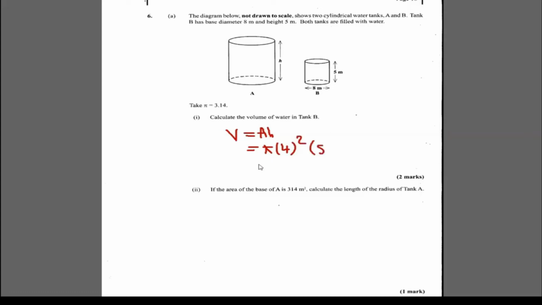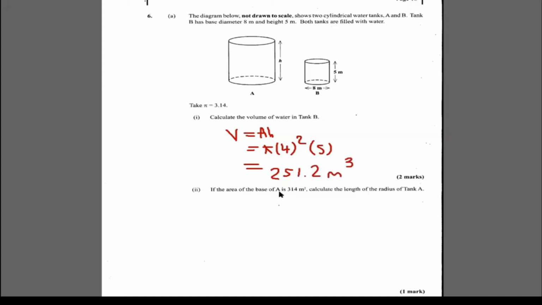So put all of this in a calculator and you get your volume. So 4 square times 5 times 3.14, I get 251.2 meter cube. All right, nice and easy.